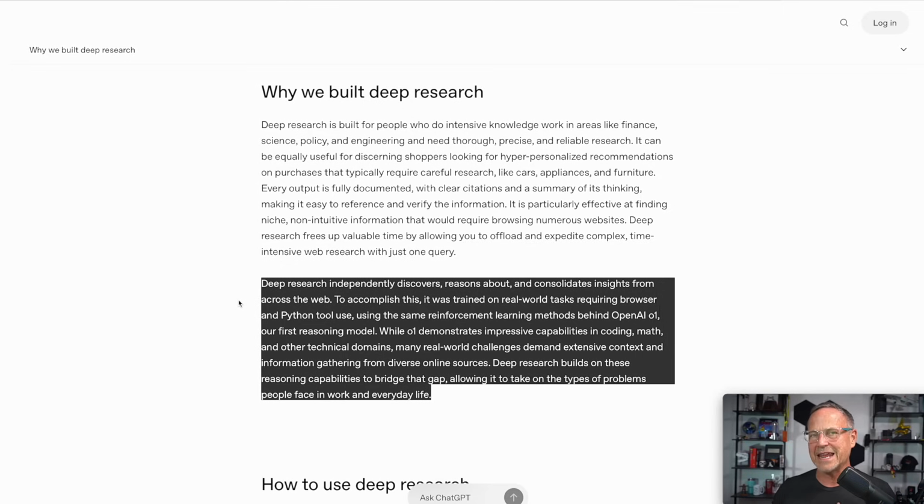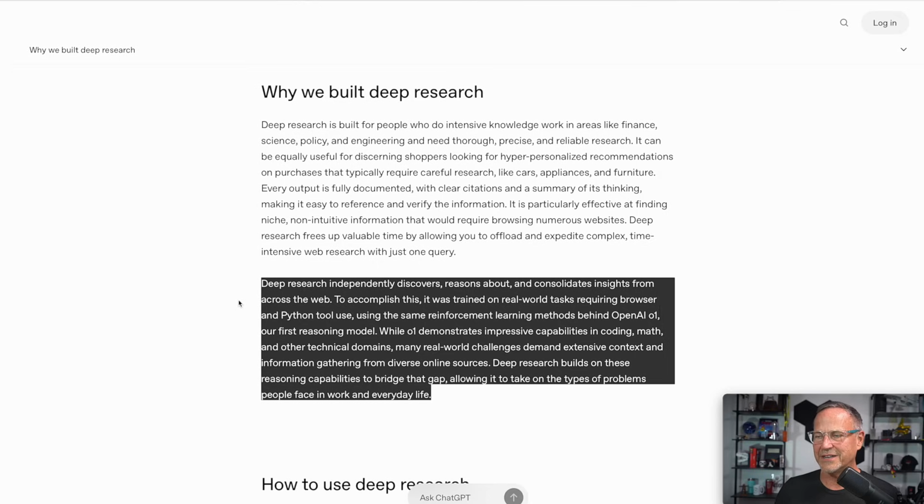But anyway, same basic idea, reinforcement learning to allow their O1 and now their O3 model to reason about the world, to think about the world in a reasoning way. And it can use tools like browsing the web and Python. As they say here, while O1 demonstrates impressive capabilities in coding, math, and other technical domains, many real-world challenges demand extensive context and information gathering from diverse online sources.